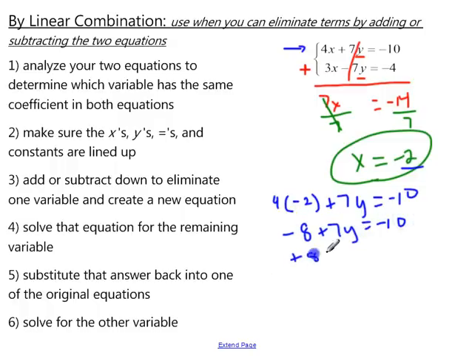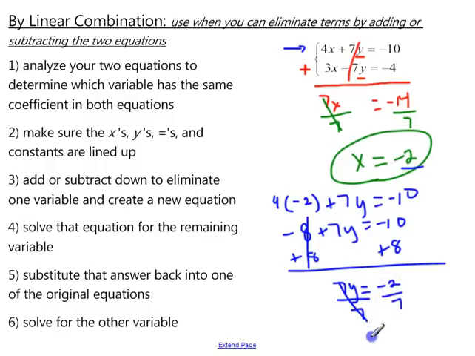And then we're going to add 8 to both sides. We get 7y is equal to negative 2. And then divide both sides by 7, and then we have y is equal to negative 2 over 7. So our final answer is going to be negative 2, comma, negative 2 over 7. And this is the solution to our system.